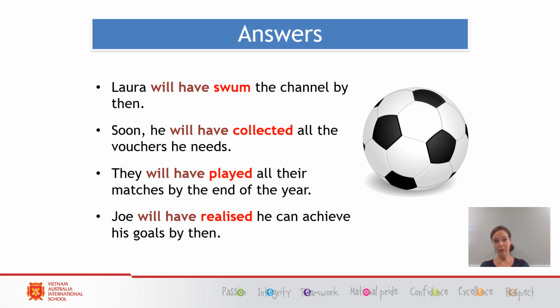And off we go. Laura will have swum the channel by then. Soon he will have collected all the vouchers he needs. They will have played all their matches by the end of the year, and Joe will have realized he can achieve his goals by then. Again, we're using will have, and then the past participle of the verb. Easy, right? I do acknowledge that in English, unfortunately, there are lots of irregular verbs, and that's a different lesson for a different day, but there's no easy way around that. You do just have to learn the irregular verbs.